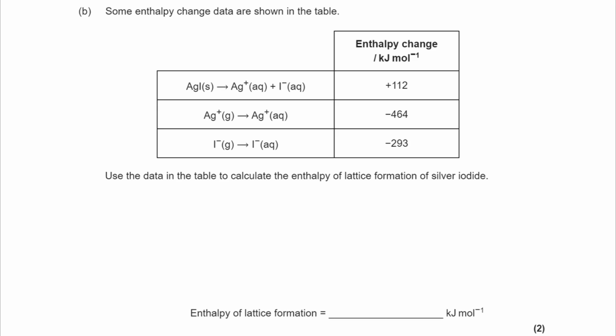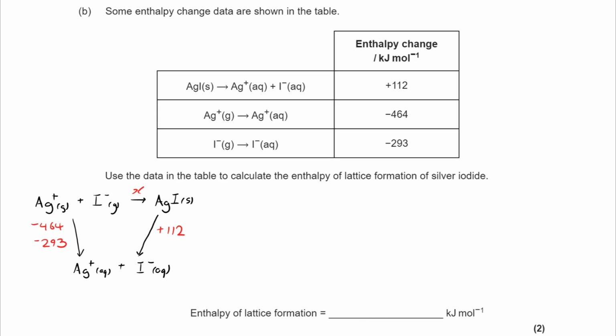Moving forward, we have got some data here that we're going to need to build a cycle from. So we want to know the enthalpy of lattice formation of silver iodide. Let's start with that as the basis of our cycle. Now from there, I can also see that AgI solid can become its aqueous ions, so I can put those values in. And I've also got data for the silver and iodide ions going from gaseous to aqueous, so I can put those in.